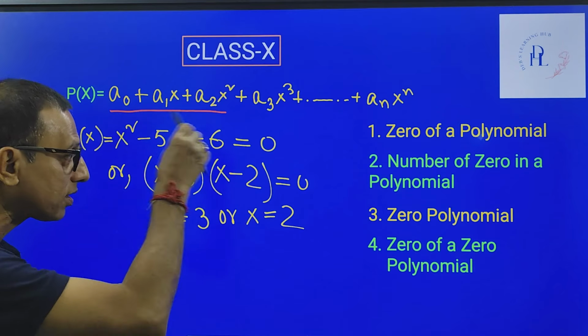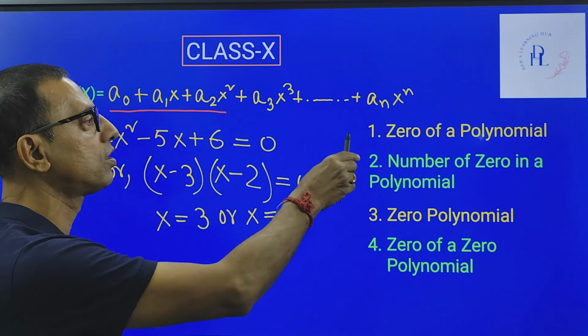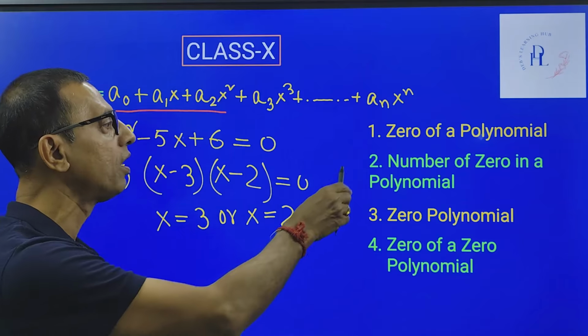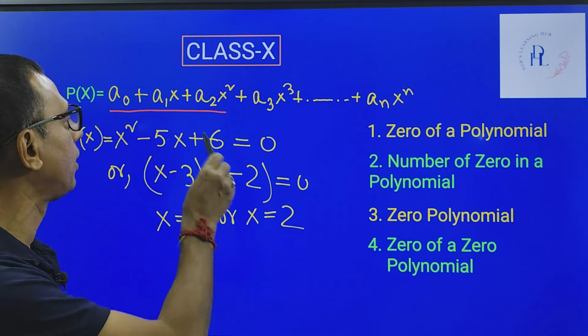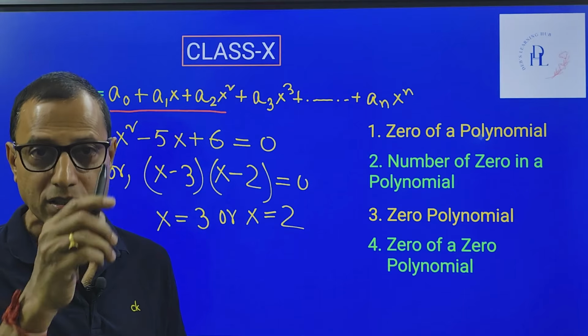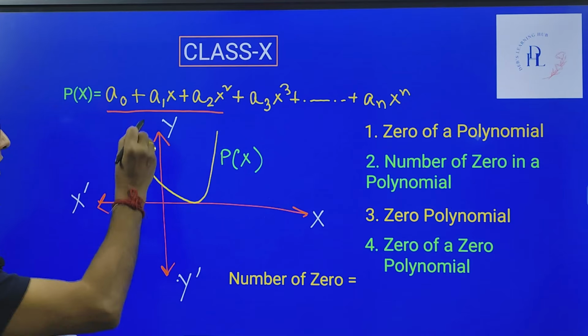Okay, so now this is the algebraic expression. Now I'll show you how to find the zeros of a polynomial, how to find the number of zeros in a polynomial from a graphical representation, where you will not be given any equation. Just from the graph you need to tell.